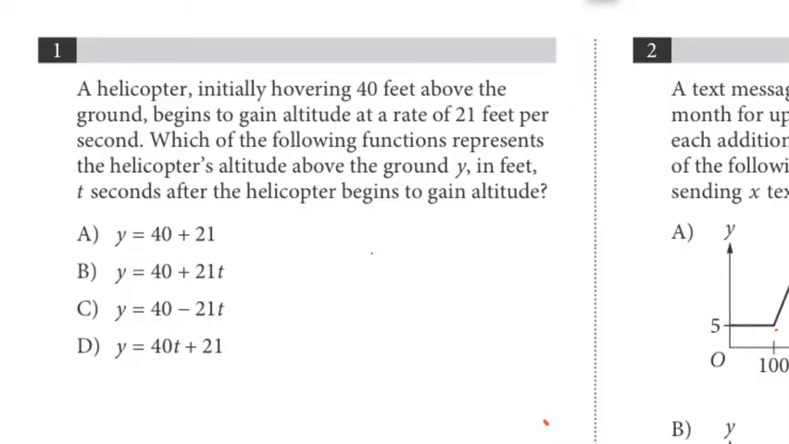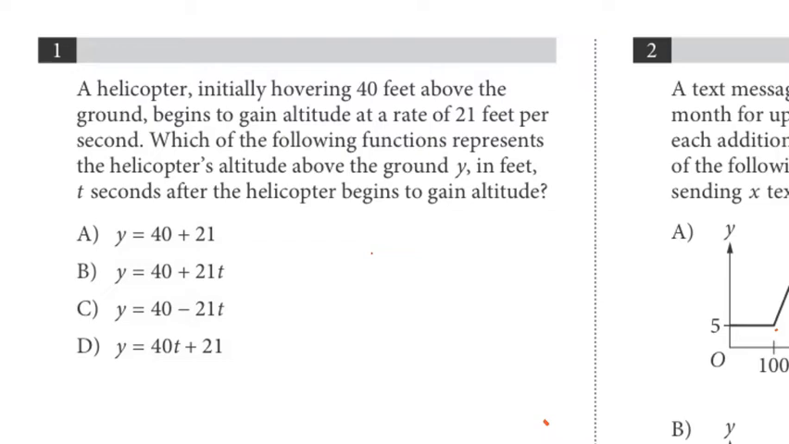Number 1. A helicopter initially hovering 40 feet above the ground begins to gain altitude at a rate of 21 feet per second. Which of the following functions represents the helicopter's altitude above the ground y in feet t seconds after the helicopter begins to gain altitude?